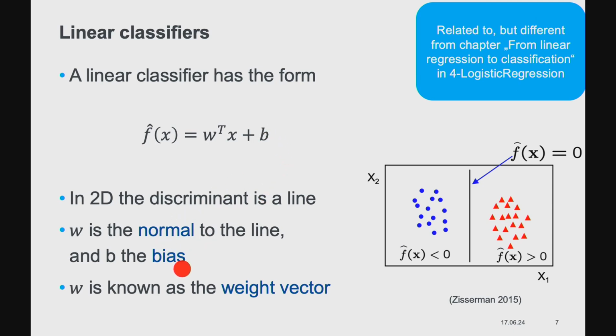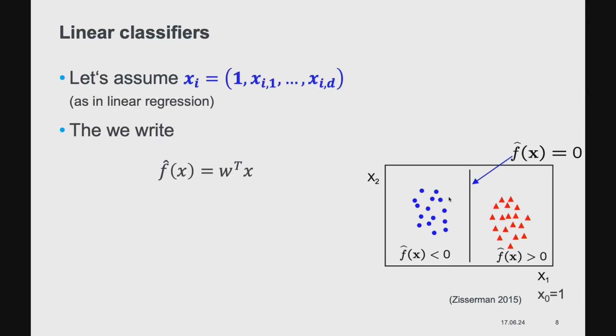And the b is a bias which describes the distance to the origin. So if we have such a coordinate system, we have such a line, we have such a normal vector, then we have a certain bias here, which is just the distance from the origin of this coordinate system. W is known as the weight vector. And we have then a very simple linear description of our classification model.